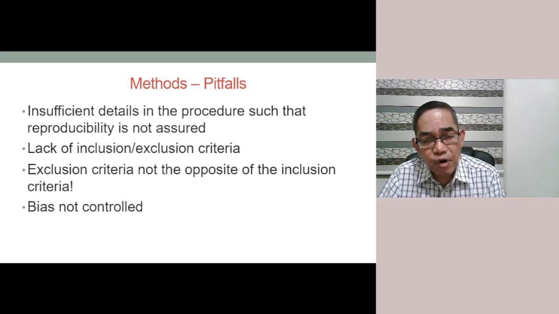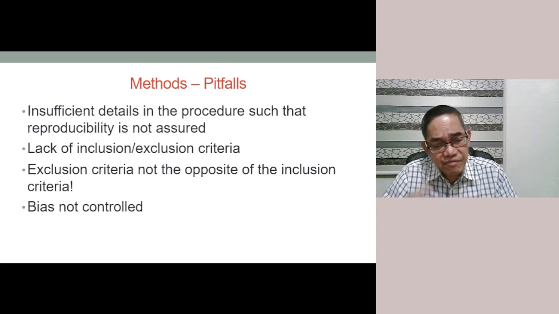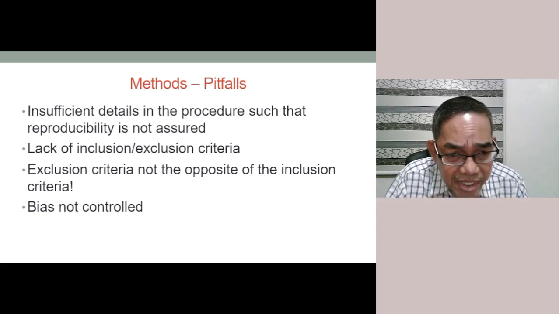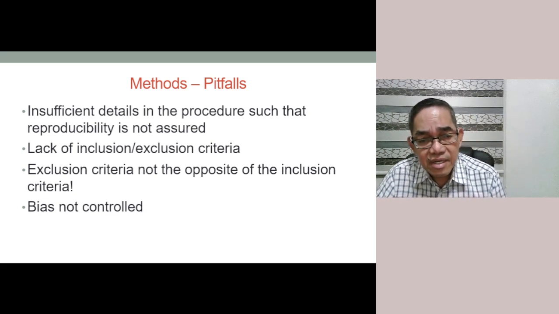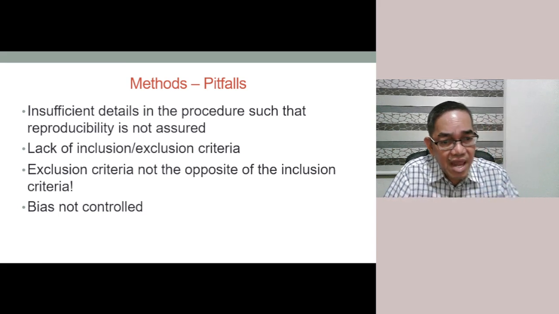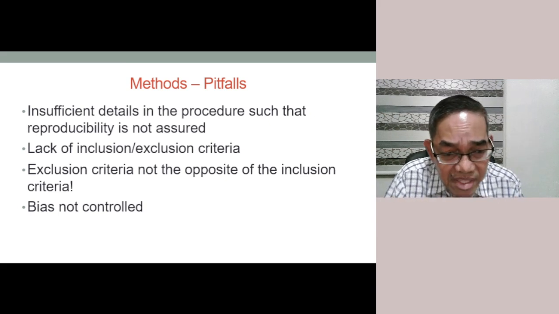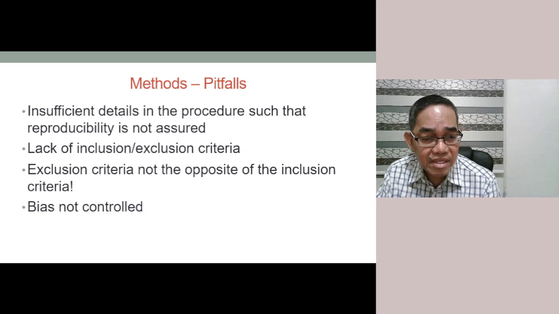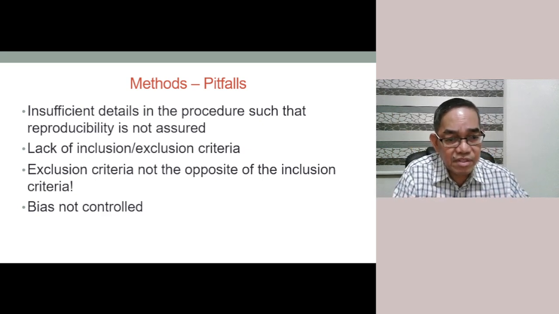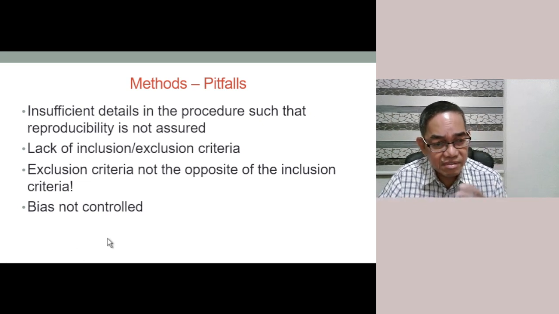Now, some pitfalls in the writing of your methods. Insufficient details in the procedure, such that reproducibility is not assured. You cannot reproduce the study because there is not much detail. Lack of inclusion-exclusion criteria, and the exclusion criteria that people write is just the opposite of the inclusion criteria. So this is wrong and biased, not controlled.